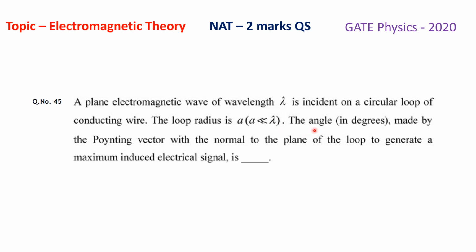The angle in degrees made by the Poynting vector with the normal to the plane of the loop to generate a maximum induced electrical signal is, so we have to find the angle made by the Poynting vector with the normal of the plane of the loop to generate a maximum induced EMF. Let us see how to solve this problem.